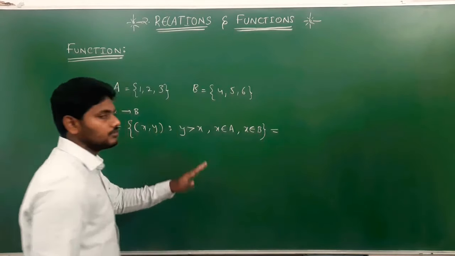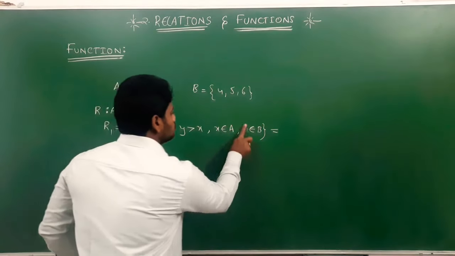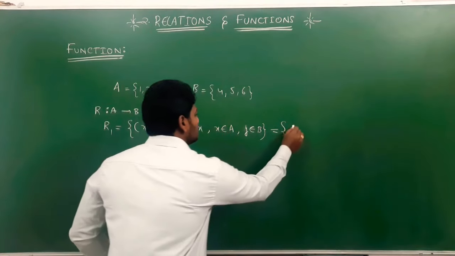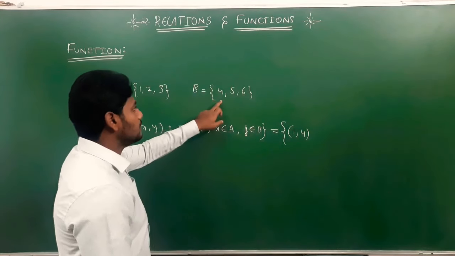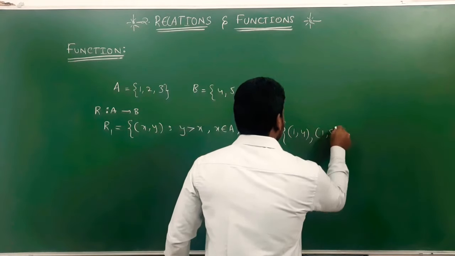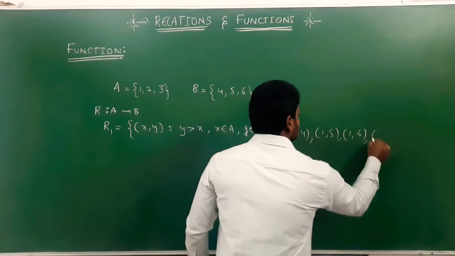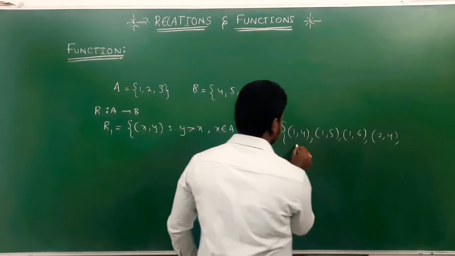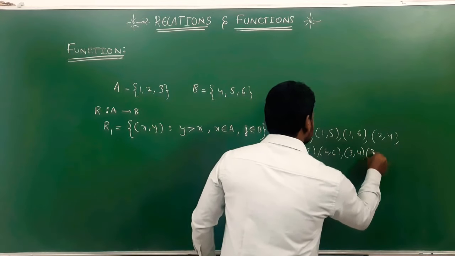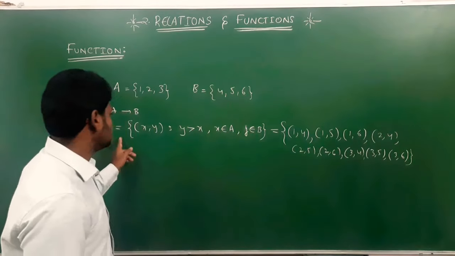What is this relation in roster form? We write ordered pairs (x, y) where x belongs to A, y belongs to B, and y should be greater than x. Can we write (1, 4)? Yes, 4 is greater than 1. Next (1, 5), (1, 6), since 5 and 6 are greater than 1. Then (2, 4), (2, 5), (2, 6) and (3, 4), (3, 5), (3, 6). This is relation R1.